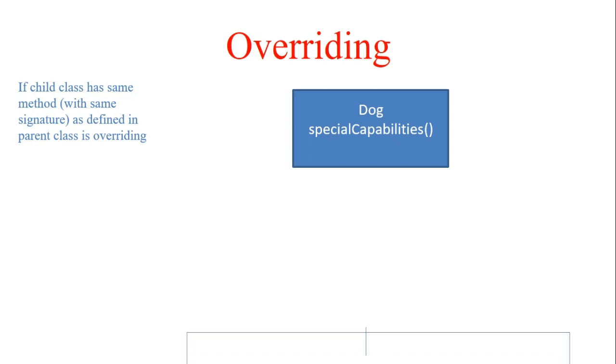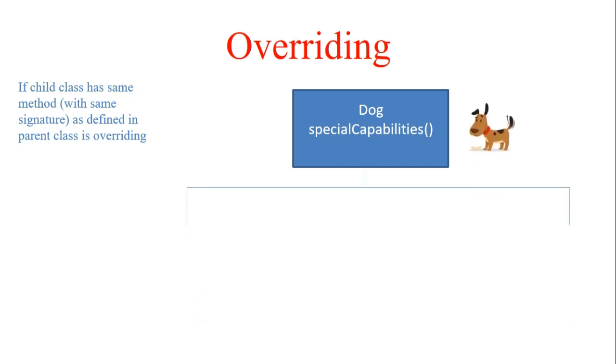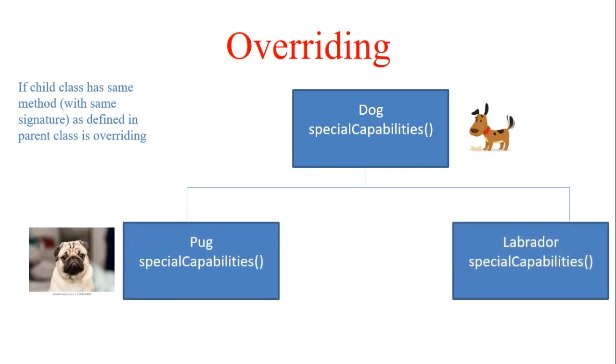So I'll give you an example. Say Dog has a special capability, it barks. It has two children, Labrador and Pug. Pug has the special capability of being very cute. Labrador has the special capability of being an army dog. It is a very important dog in the case of army people. So this is how you do overriding.